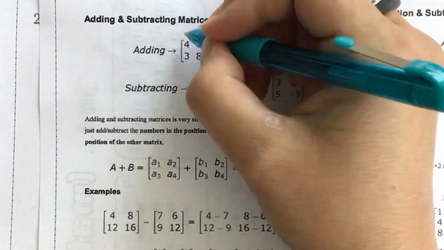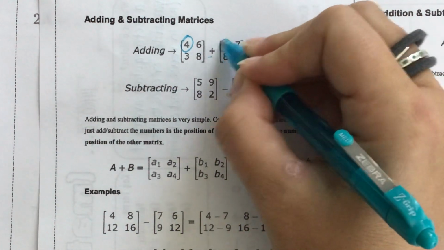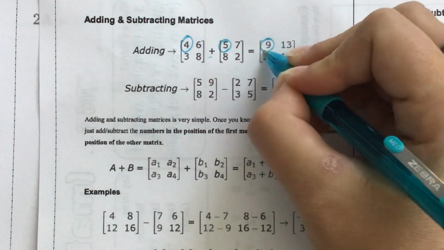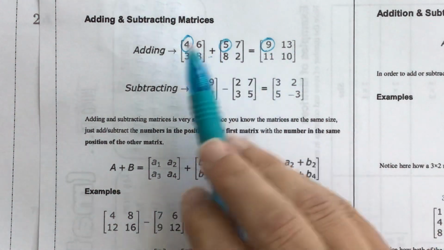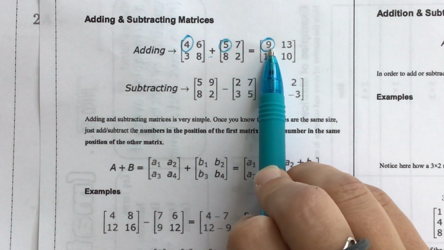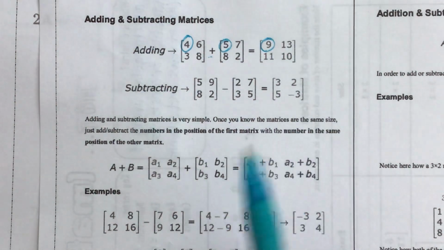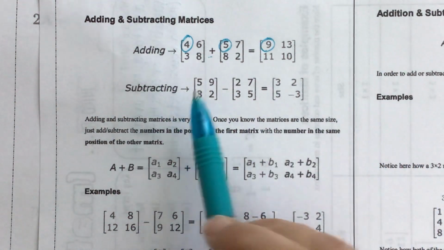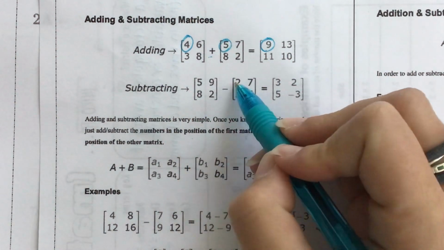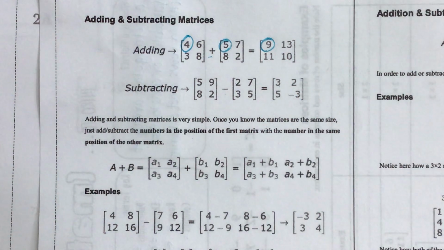So for example, if I'm taking this 4, I'm adding it to this 5, and then my answer also appears in the first row, first column. First row, first column plus first row, first column equals first row, first column. So these elements are ending up in the same location in every single matrix. Same thing with subtracting. This is 5 minus 2, which gives me 3. Okay, so everything stays in the same location.